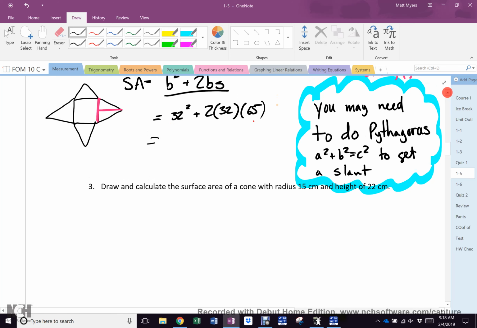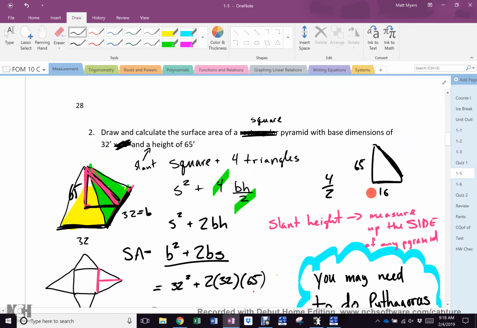Those are the sides and the hypotenuse. That's A, that's B, and that's C.